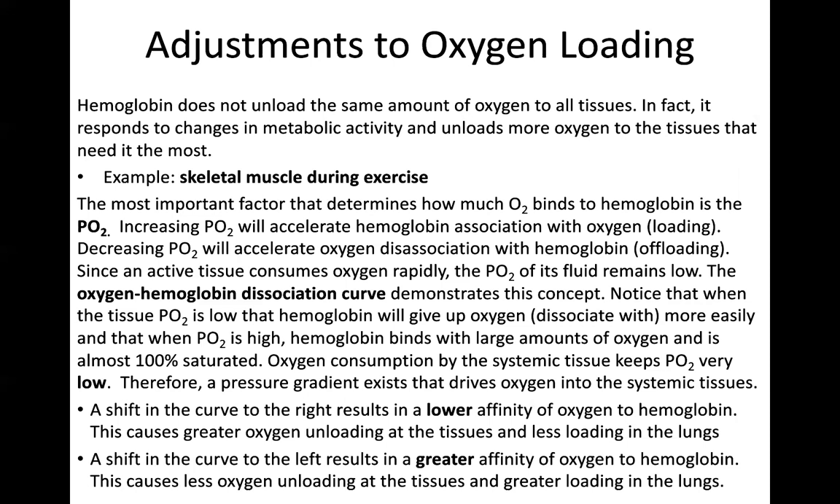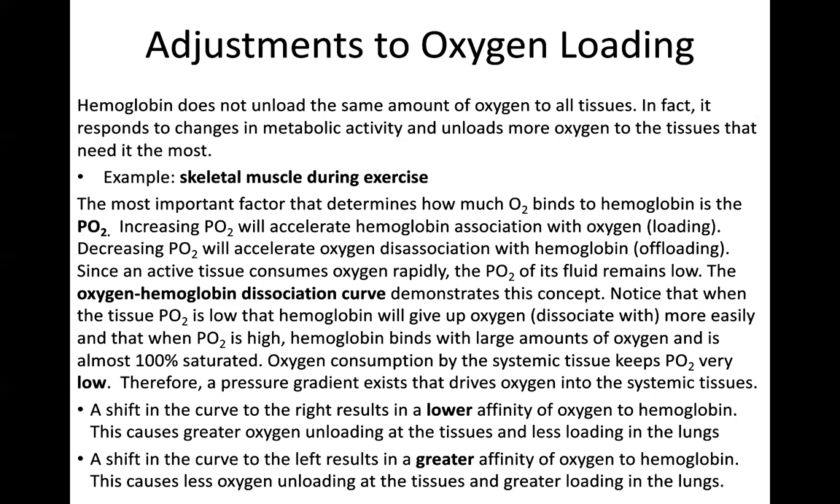The most important factor that determines how much O2 can bind to hemoglobin is the PO2, pressure of oxygen. And I will put a big fat star or highlight that sentence. That's an important thing. If you have an increased pressure of oxygen, PO2 is high, it's going to accelerate hemoglobin association with oxygen, or what we can describe as oxygen loading. So this is like getting on the back of an individual to hitch a ride, okay? Whereas if you have a decreased PO2, it's going to help accelerate oxygen dissociation with hemoglobin, or what we describe as oxygen offloading, okay?